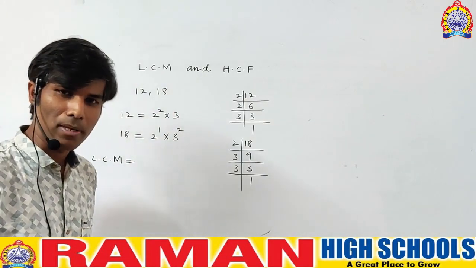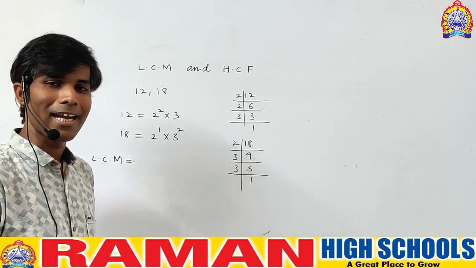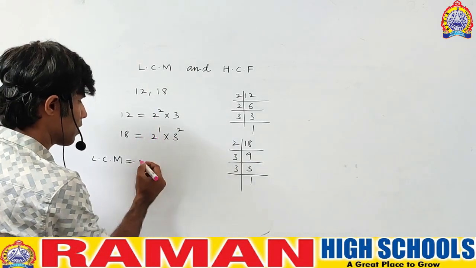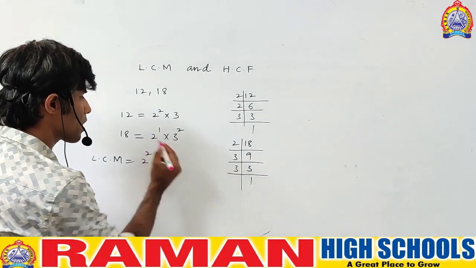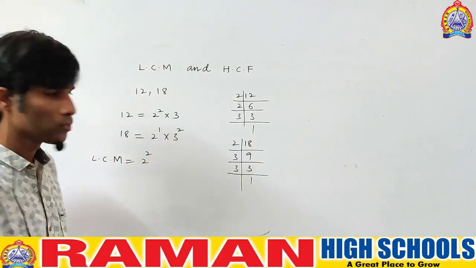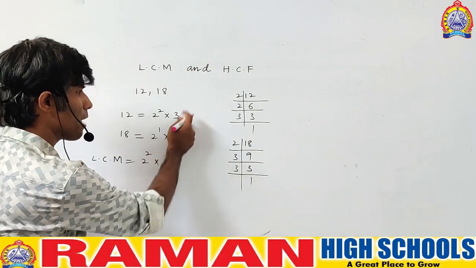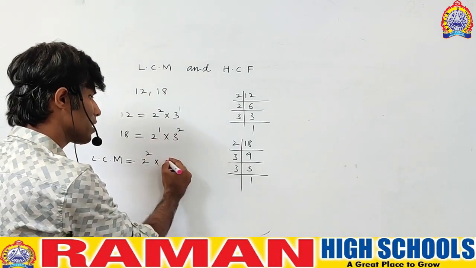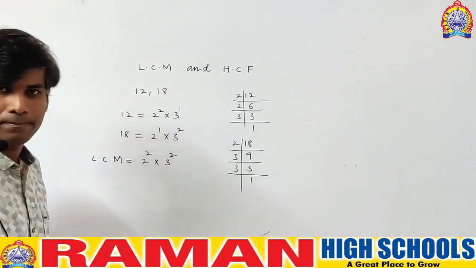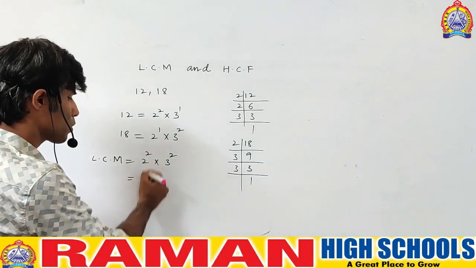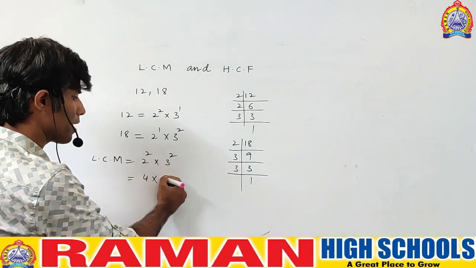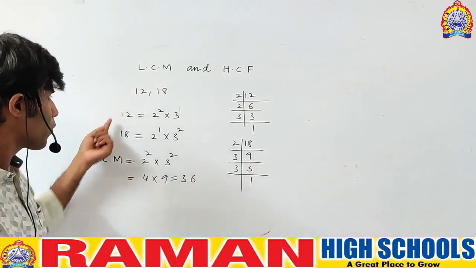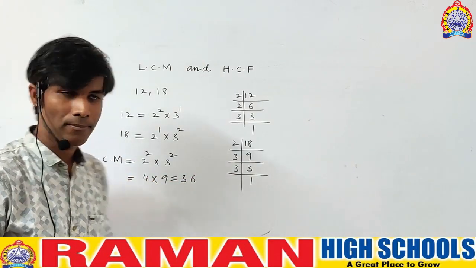For those prime numbers, you have to take greatest powers. So here 2 power 2 and 2 power 1. In that you have to consider the greatest power of 2. And here 3 power 1 and 3 power 2. In this you have to consider the greatest power. Therefore, 2 square is 4, 3 square is 9, and the product is 36. Therefore, the LCM of 12 and 18 is 36.